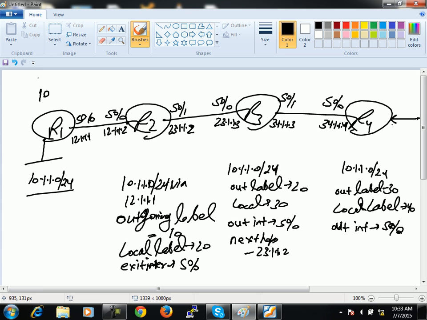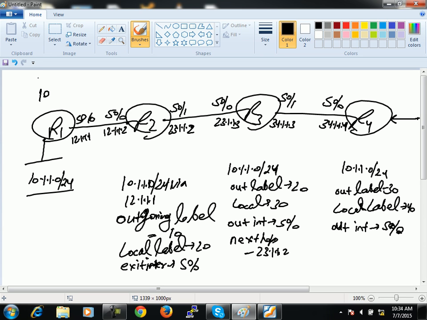Labels are generated automatically, and routers can generate the same labels as well. It is not always necessary that routers will generate different labels. Like R2 could also generate 10 itself, then it will advertise 10 towards R3. So for R3 the outgoing label will also be 10. You understand? There are two things actually. One is the upstream router, and one is known as the downstream router.